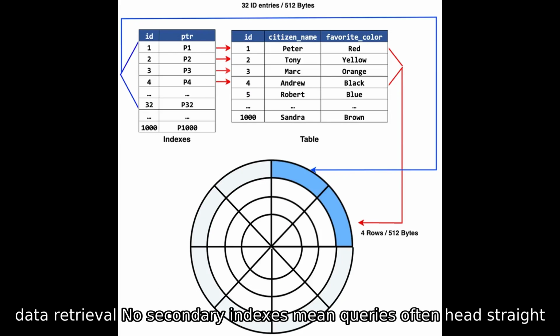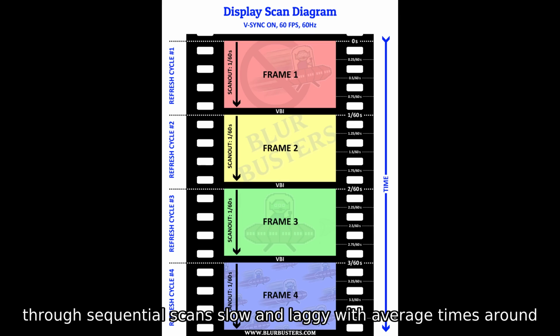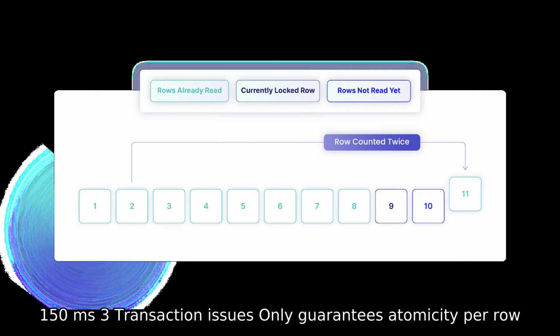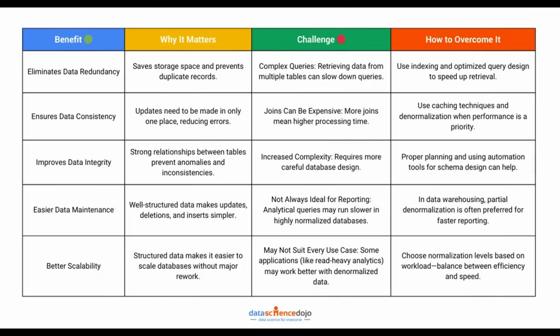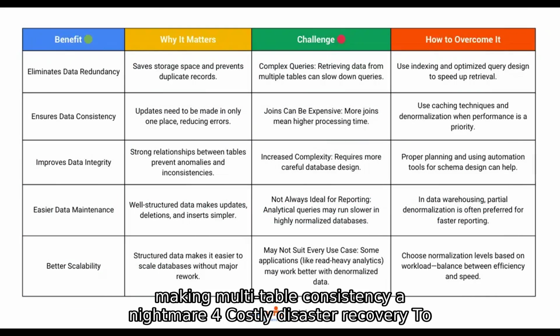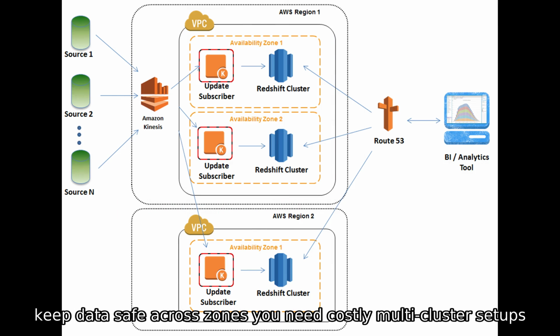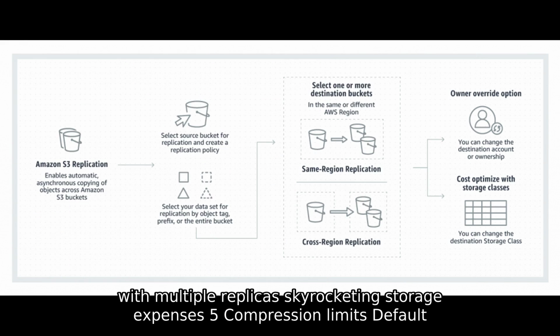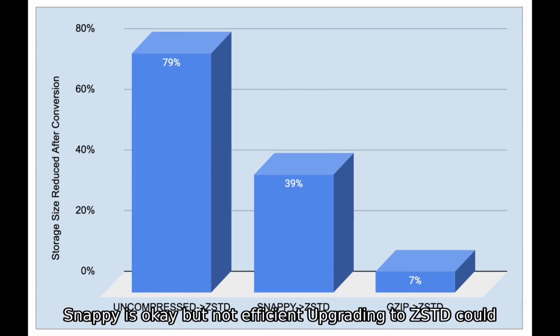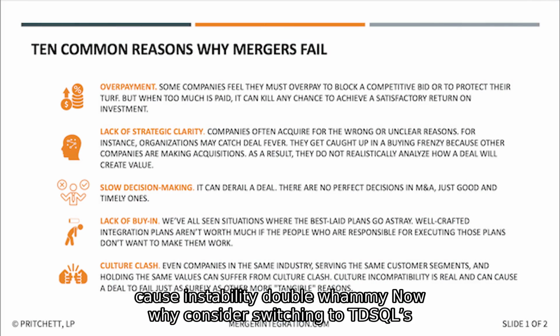No secondary indexes mean queries often head straight through sequential scans, slow and laggy, with average times around 150 milliseconds. 3. Transaction issues. Only guarantees atomicity per row, making multi-table consistency a nightmare. 4. Costly disaster recovery. To keep data safe across zones, you need costly multi-cluster setups with multiple replicas, skyrocketing storage expenses. 5. Compression limits. Default Snappy is okay but not efficient. Upgrading to ZSTD could cause instability, a double whammy.